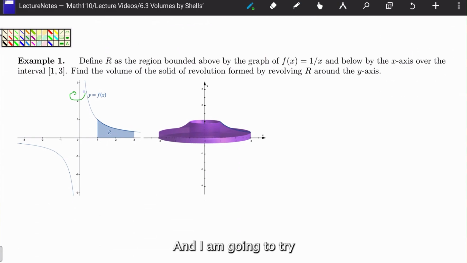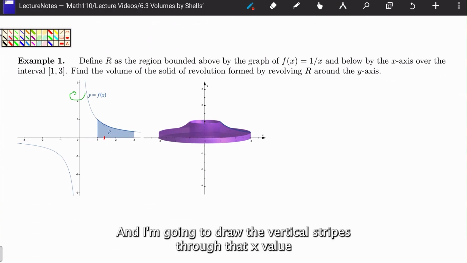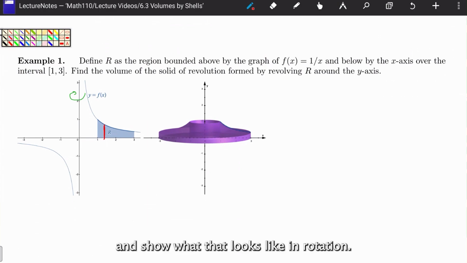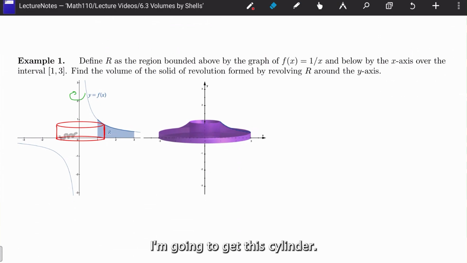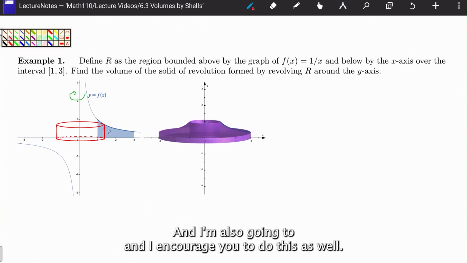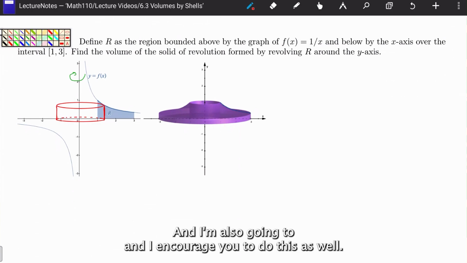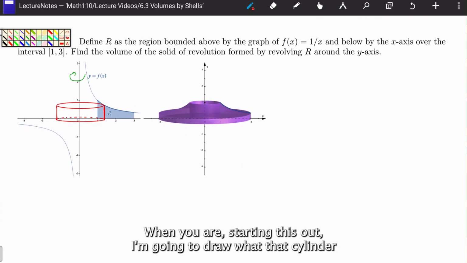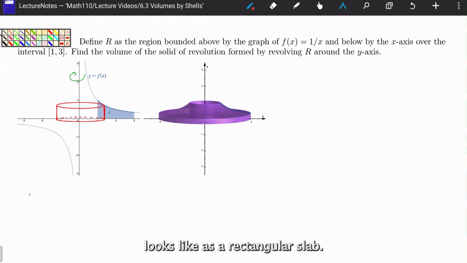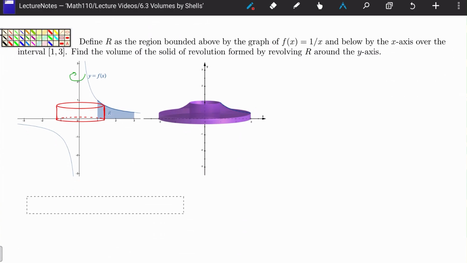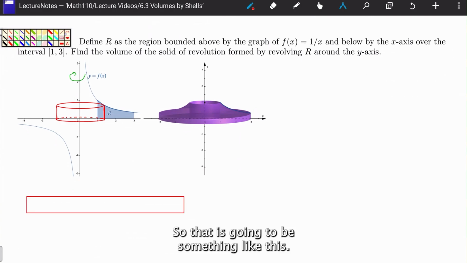And I am going to try to consistently draw one x value. So I'm going to choose an x value, and I'm going to draw the vertical stripe through that x value and show what that looks like in rotation. So when that gets rotated around, I'm going to get this cylinder. And I encourage you to do this as well when you are starting this out, I'm going to draw what that cylinder looks like as a rectangular slab. So that is going to be something like this.